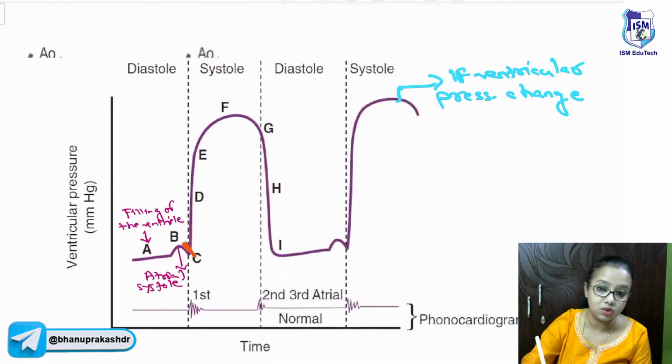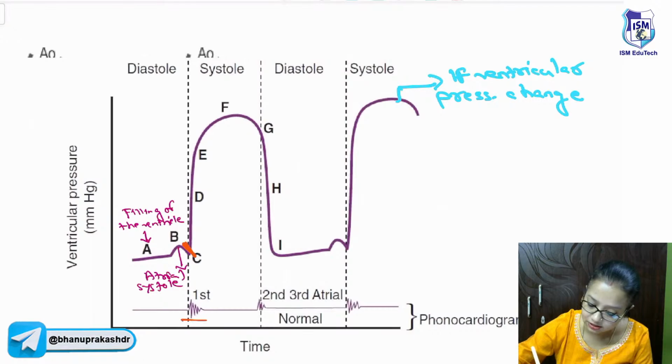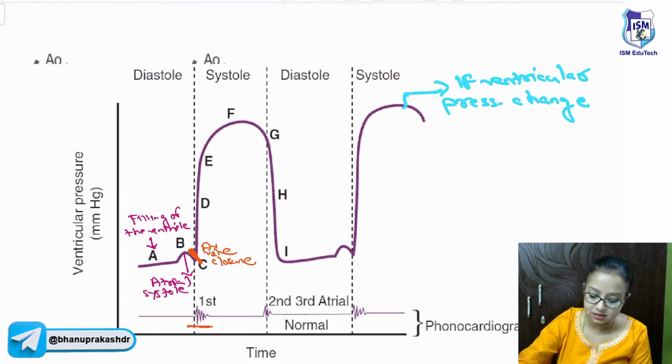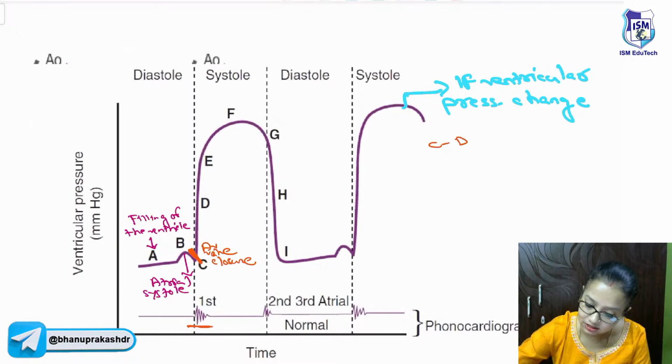But right now, what I am explaining are the events again in a review manner, what actually happens when the left ventricle pumps. So C, what does C mark? C is also the first heart sound, and if we remember what makes the first heart sound, it is the closing of the AV valve. It is the closing of the AV valve at the point C that causes the first heart sound.